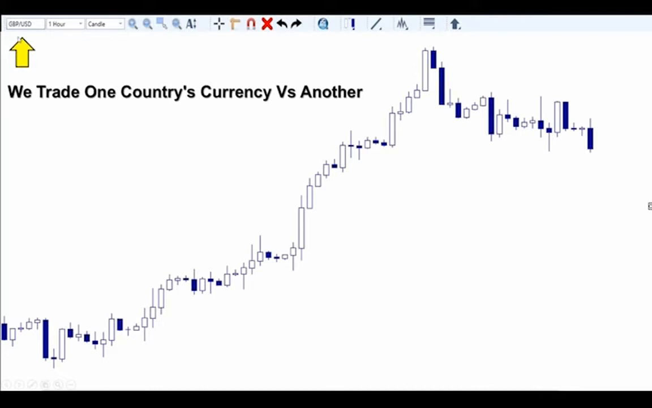But if you look in the upper left-hand corner of my screen on this chart, this is the Great British Pound, GBP, US dollar, USD currency pair. So in essence, what we're doing is we're trading the British Pound versus the US dollar in an attempt to figure out which one's going to gain in value against the other.